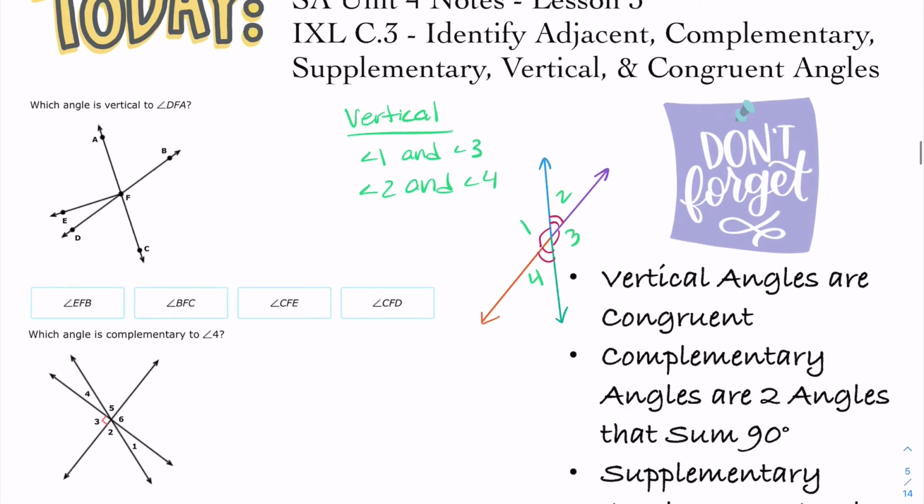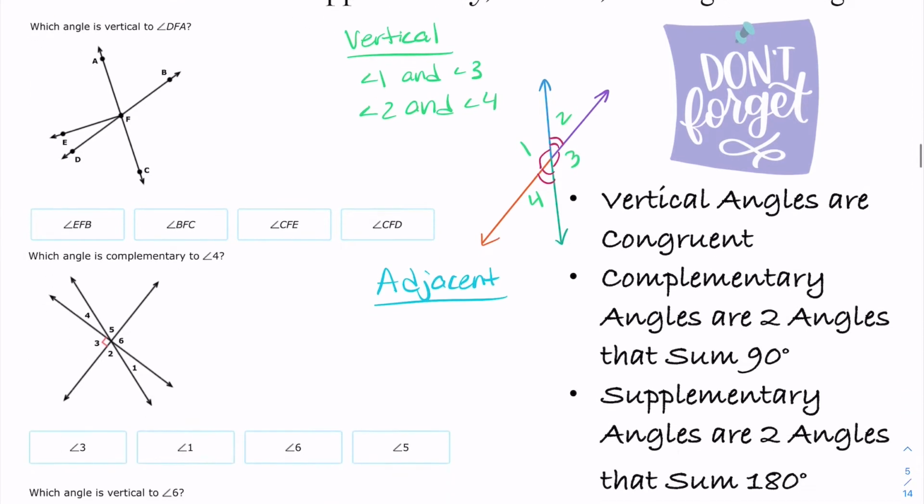Now adjacent ones, let's use that color. Adjacent angles are angle 1 and angle 2, angle 2 and angle 3, angle 3 and angle 4, angle 4 and angle 1. So adjacent angles are the ones that are side by side. So 1 and 2, 2 and 3, 3 and 4, 4 and 1. Versus vertical, which are 2 and 4, or 1 and 3.